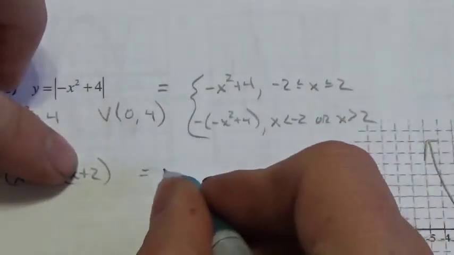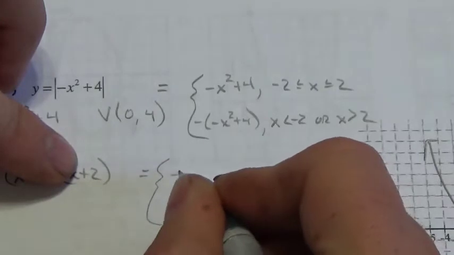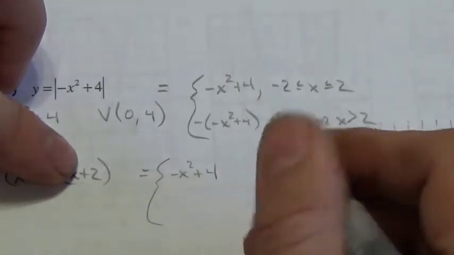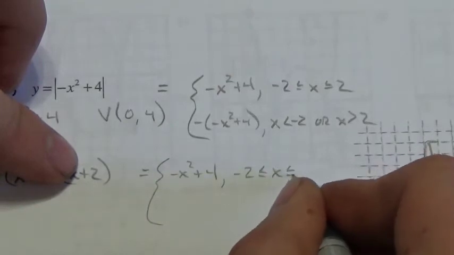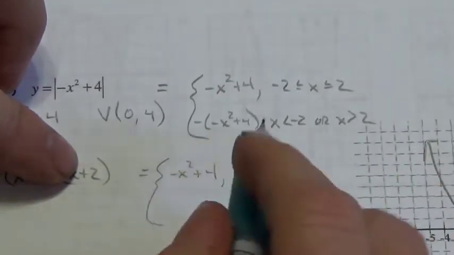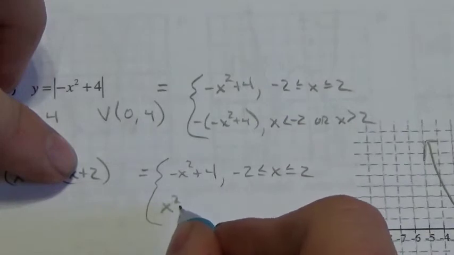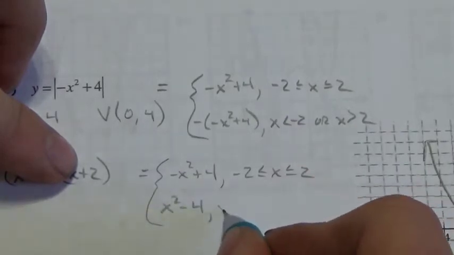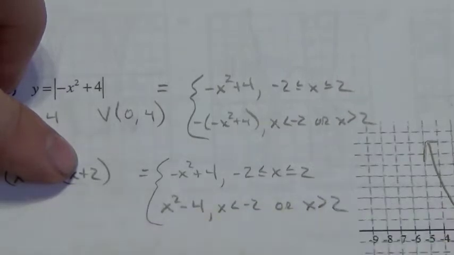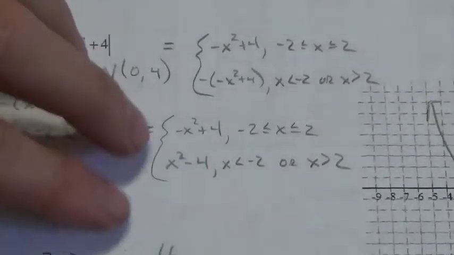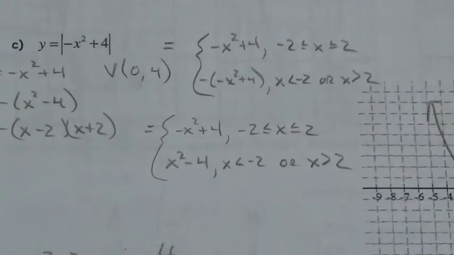Now, to simplify that, I am going to multiply the negative through because it makes sense in this case. So the part that didn't change, again, was in between -2 and 2. Now I'm going to distribute the negative through to get +x² minus 4. This will be where x is less than -2 or where x is greater than +2. So there's the piecewise function that I was looking for.